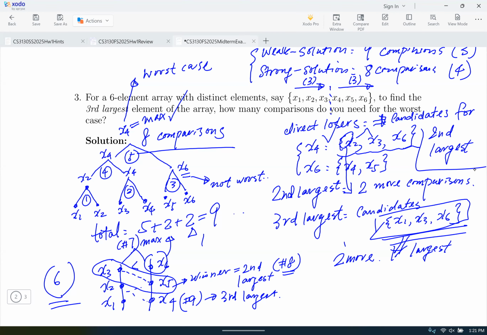But a strong solution is extremely complicated. Very complicated. But there is one, you can do it. It's hard, but you can do it. All right, so that's question number 3.